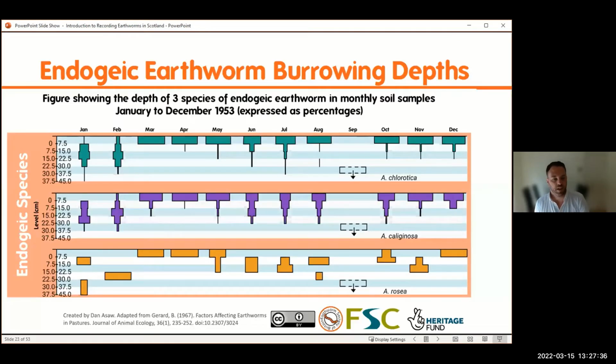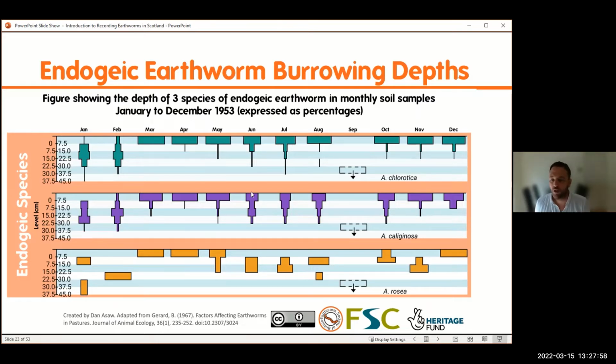So how deep do they go? Well, you can see from this diagram, yet again, the same study, the depth varies depending on the time of year and the species. But we can see a lot of the time they are near to the surface. So they're in the top 15 centimeters of the soil.